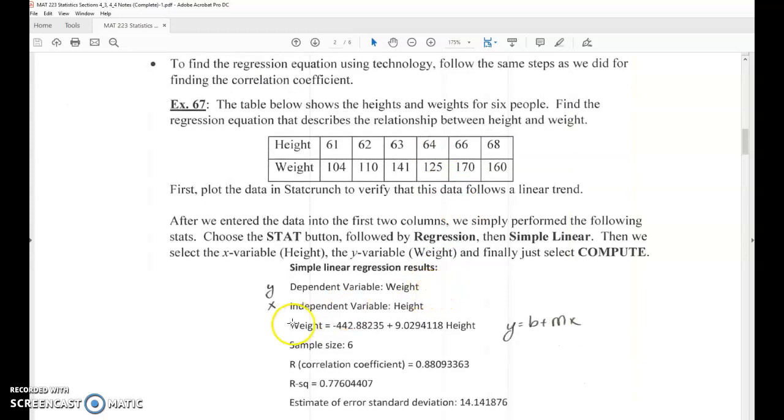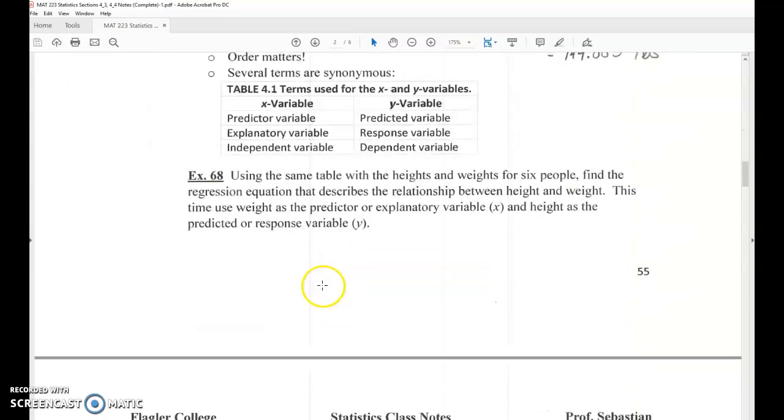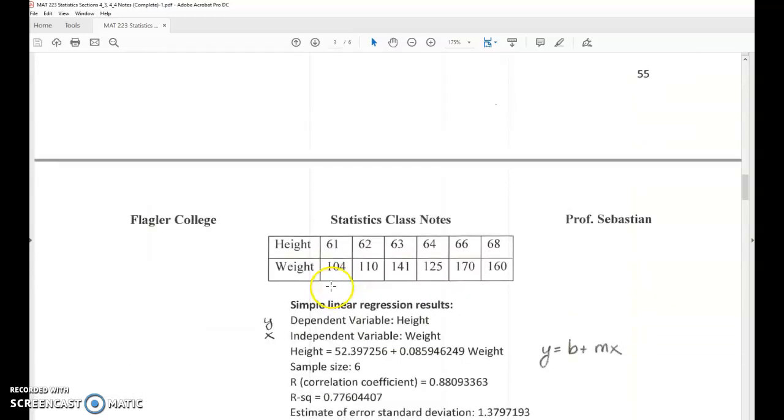Okay, we came up with this regression line equation when we used height as the x variable, which is often known as the independent variable, could be called the predictor variable, or the explanatory variable, and weight is the y variable, which is the dependent variable, the predicted variable, or the response variable.